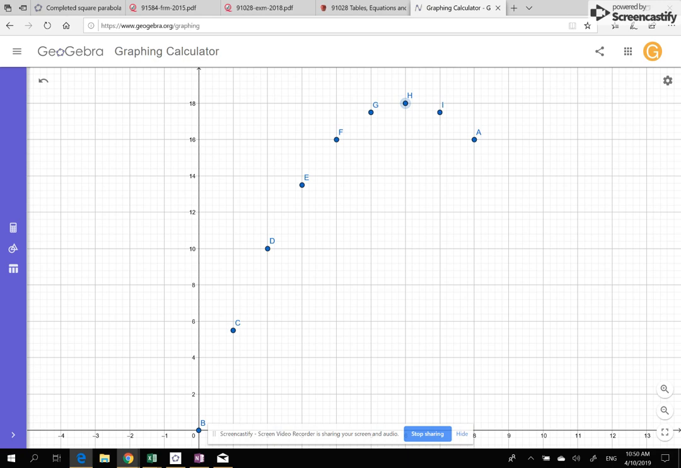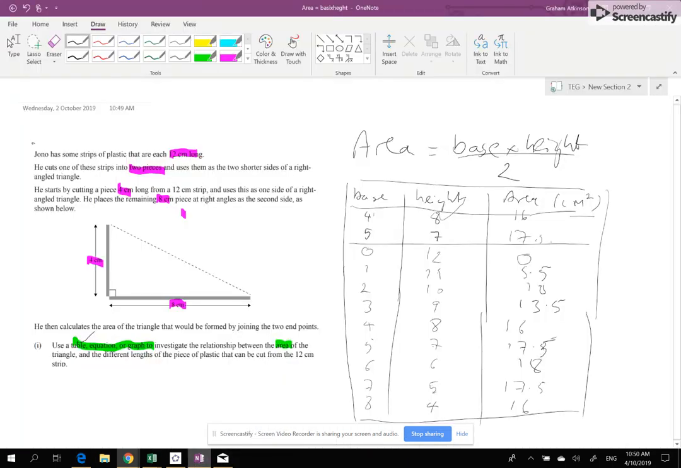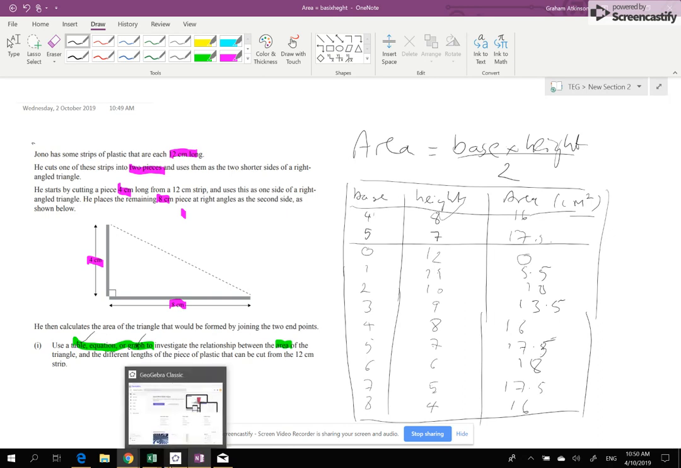So now I've got a table and a graph. I would probably now want to go and find the equation, which I could find now I've got my graph.